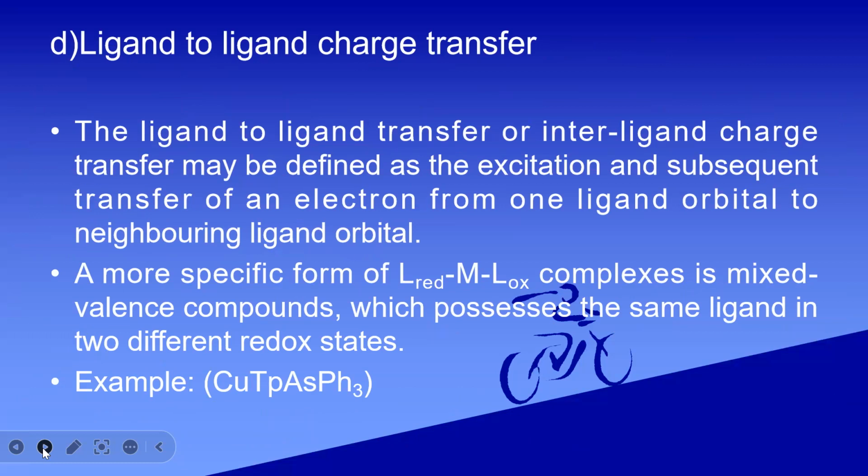The ligand to ligand charge transfer or interligand charge transfer may be defined as the excitation and subsequent transfer of an electron from one ligand orbital to the neighboring ligand orbital. A more specific form, where the ligand is reduced through a metal ion to a ligand oxidized complex, is a mixed valence compound, which possesses the same ligand in two different redox states. Example, Cu TPASPH3. This is a rare one.